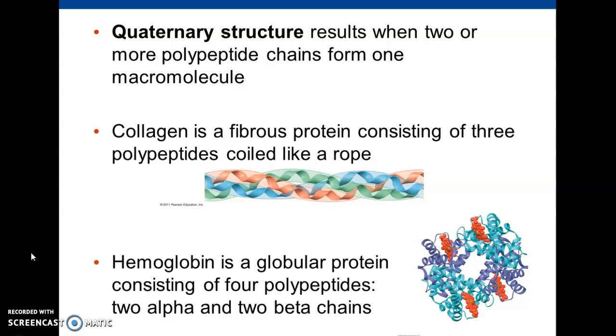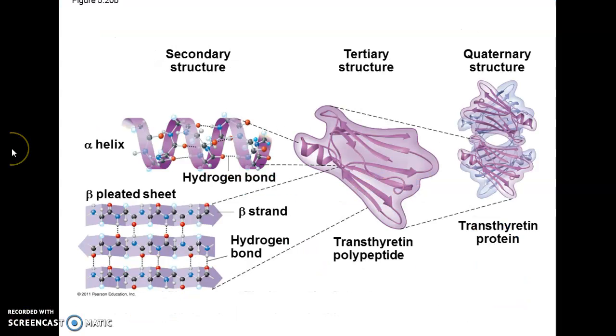Oftentimes, we'll find that proteins are made of multiple polypeptide chains, and when they glue together, we call that quaternary structure. That's the 4th and final most complex. We can see a great example here. Hemoglobin has 4 polypeptide subunits, 2 alpha and 2 beta chains, and as they glue together, we're going to call that the quaternary structure. Primary structure was stabilized by peptide bonds. Secondary structure is stabilized by hydrogen bonds. Tertiary structure is all about those R group interactions, like the disulfide bridges. And when multiple subunits get together, that's the quaternary structure.